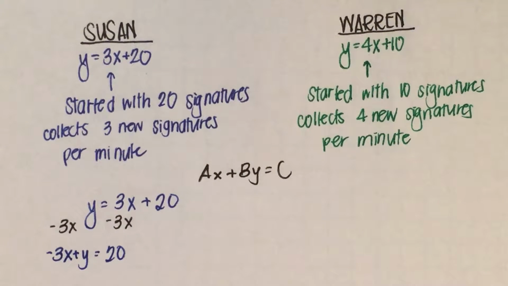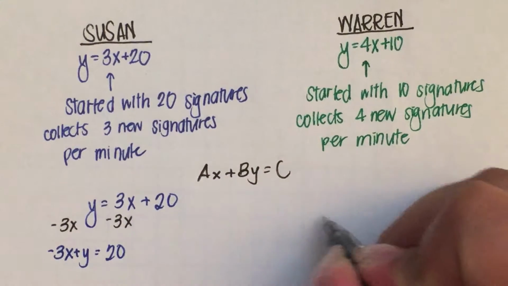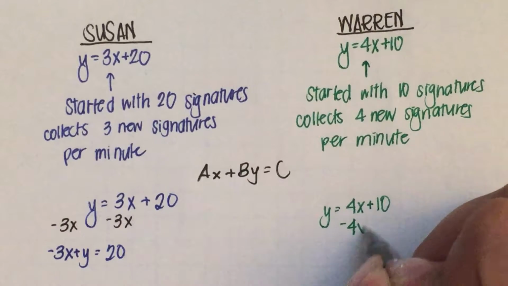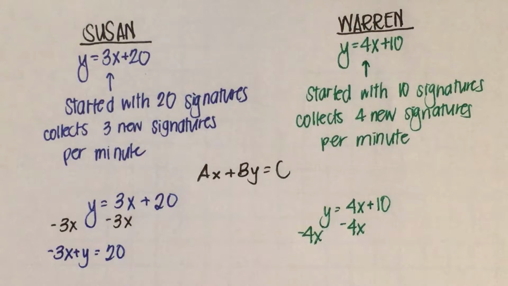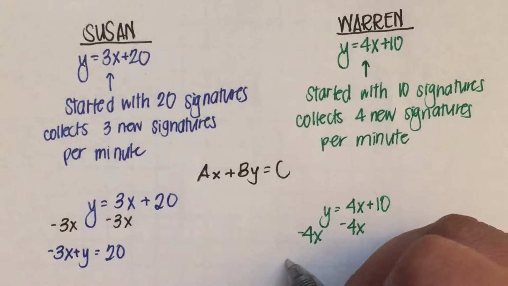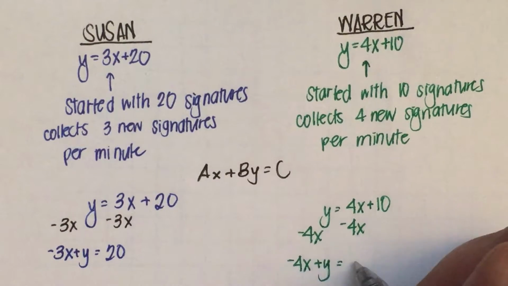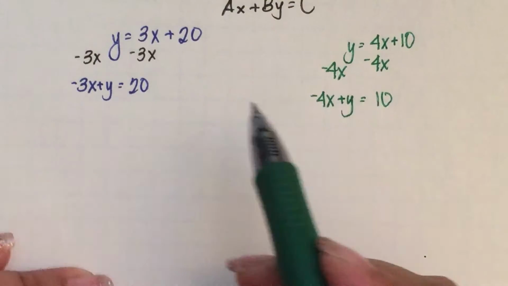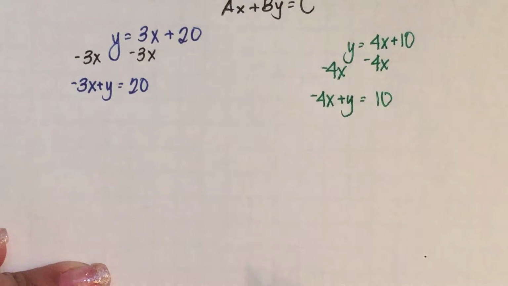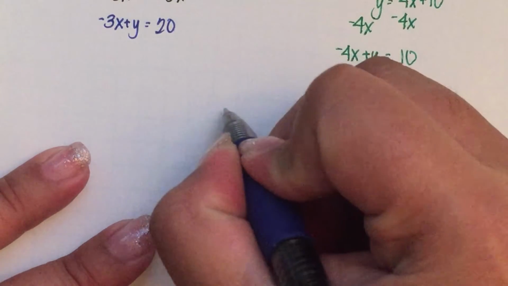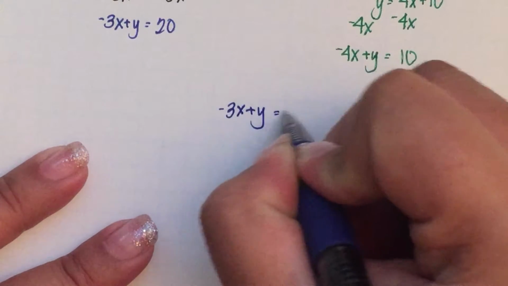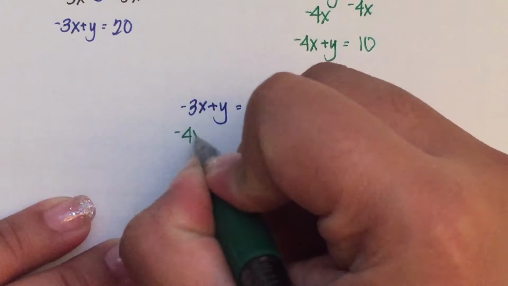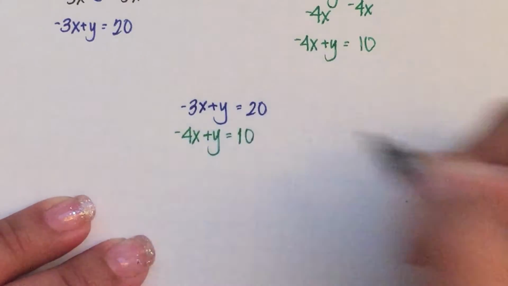And we're going to do the same for Warren. Okay, so Warren is y is equal to 4x plus 10. We're going to subtract 4x on both sides, and we have negative 4x plus y is equal to 10. So now what we're going to do is solve this as a system. What I like to do is put negative 3x plus y is equal to 20 right on top of our other equation, which is negative 4x plus y is equal to 10.